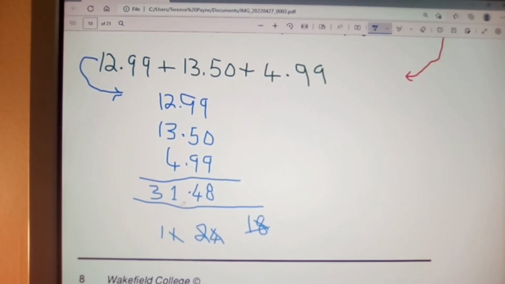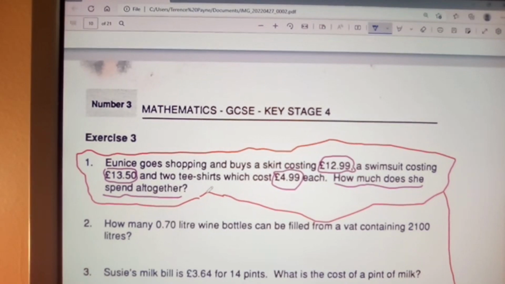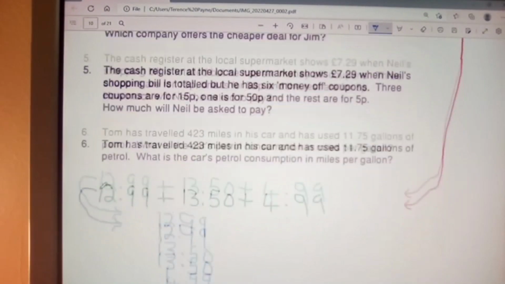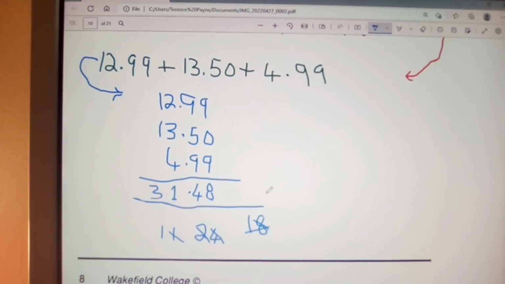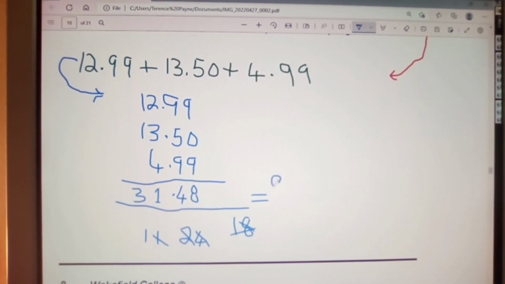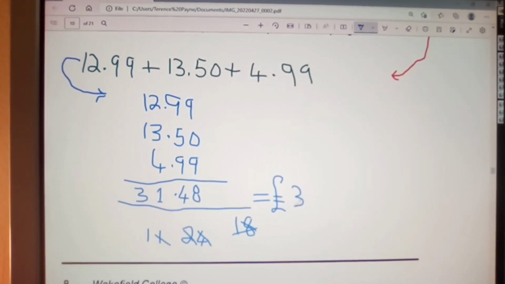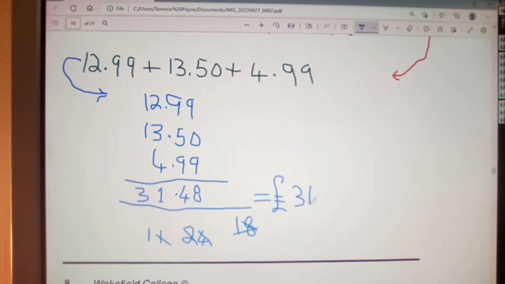Having extracted the information from here, and remembering that we're dealing with pounds, it therefore equals, let's get the pound sign in, £31 and 48 pence.